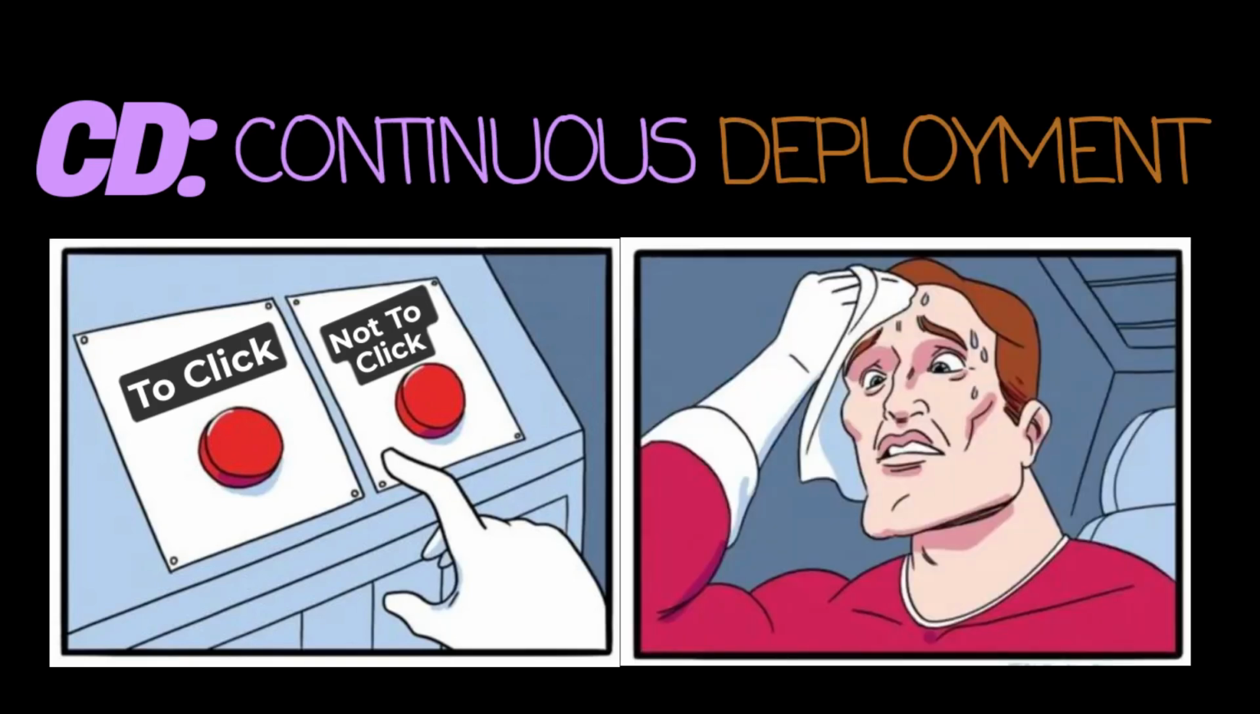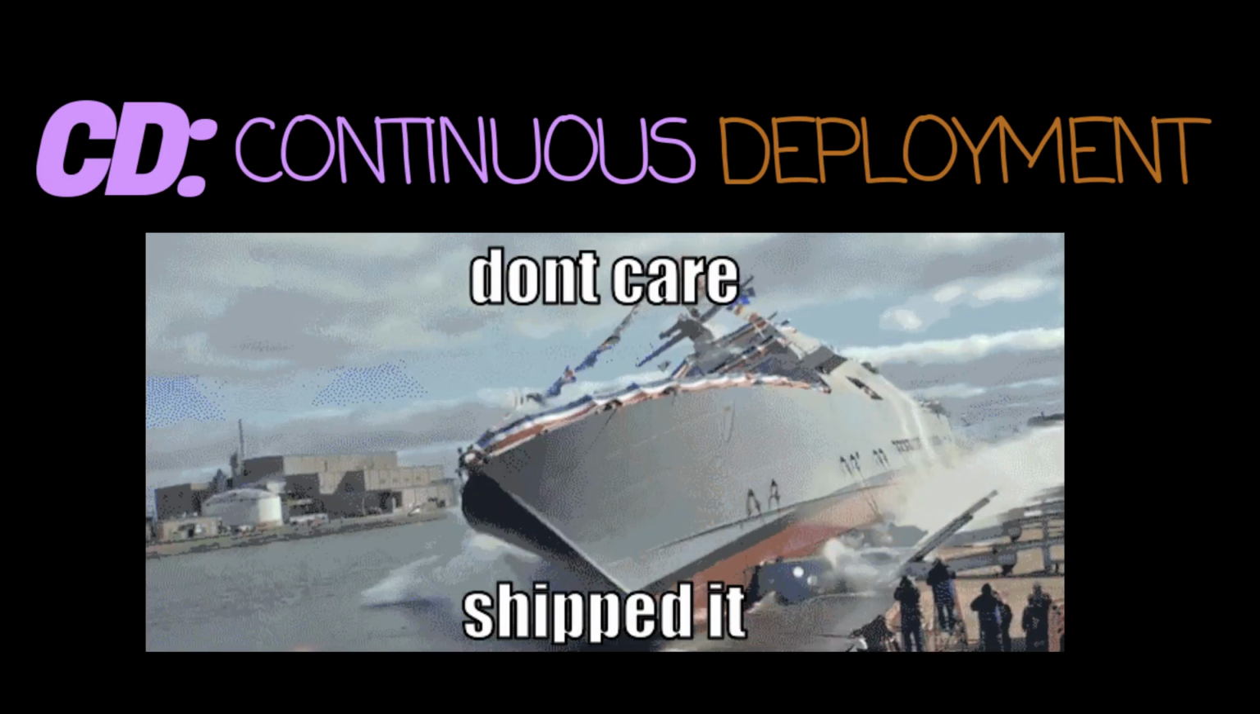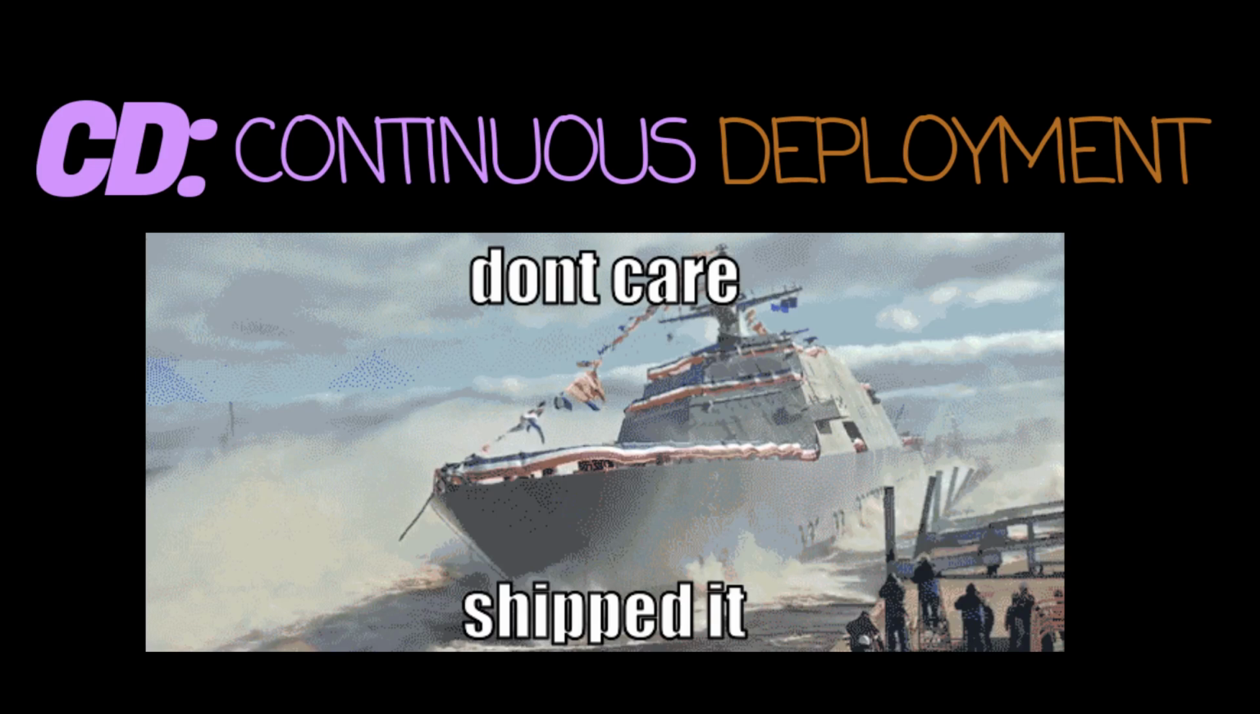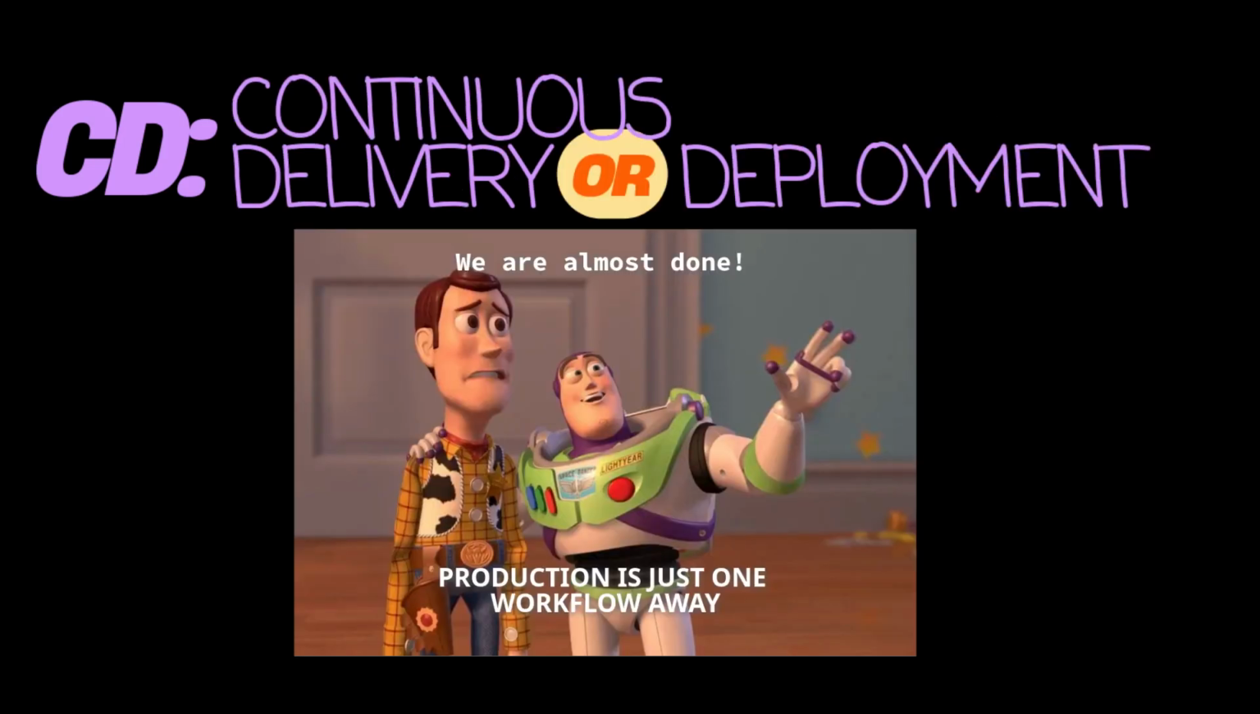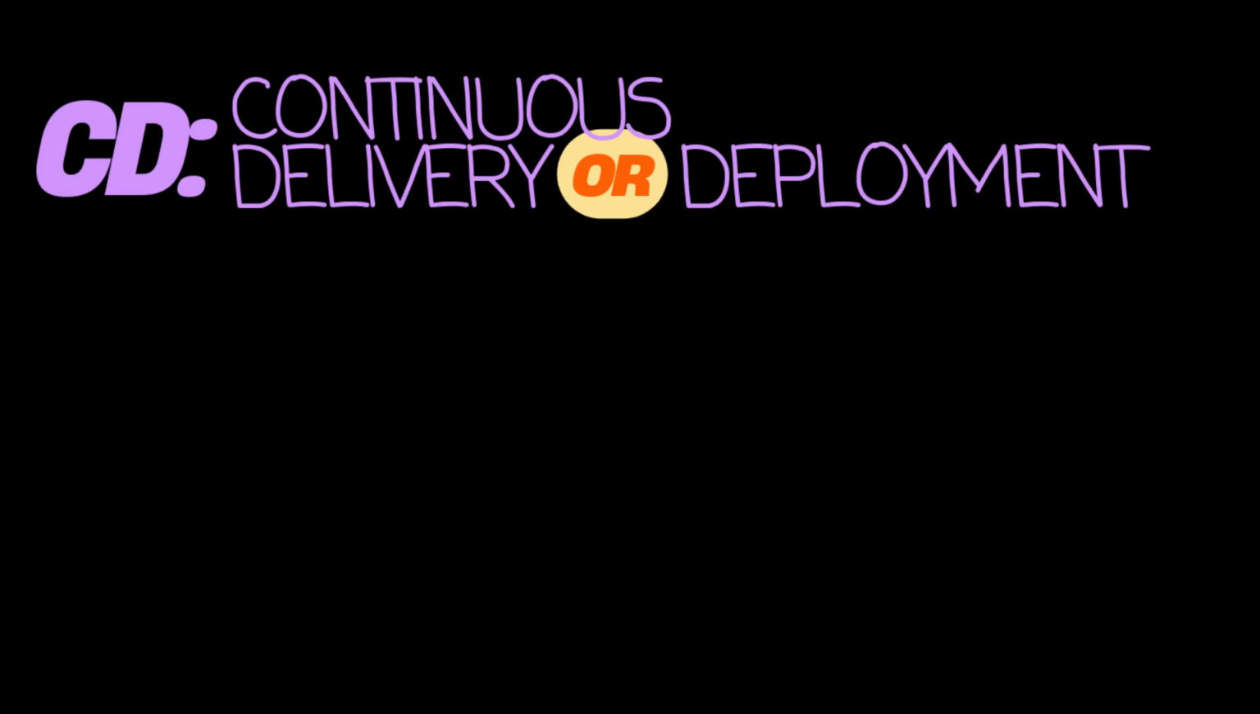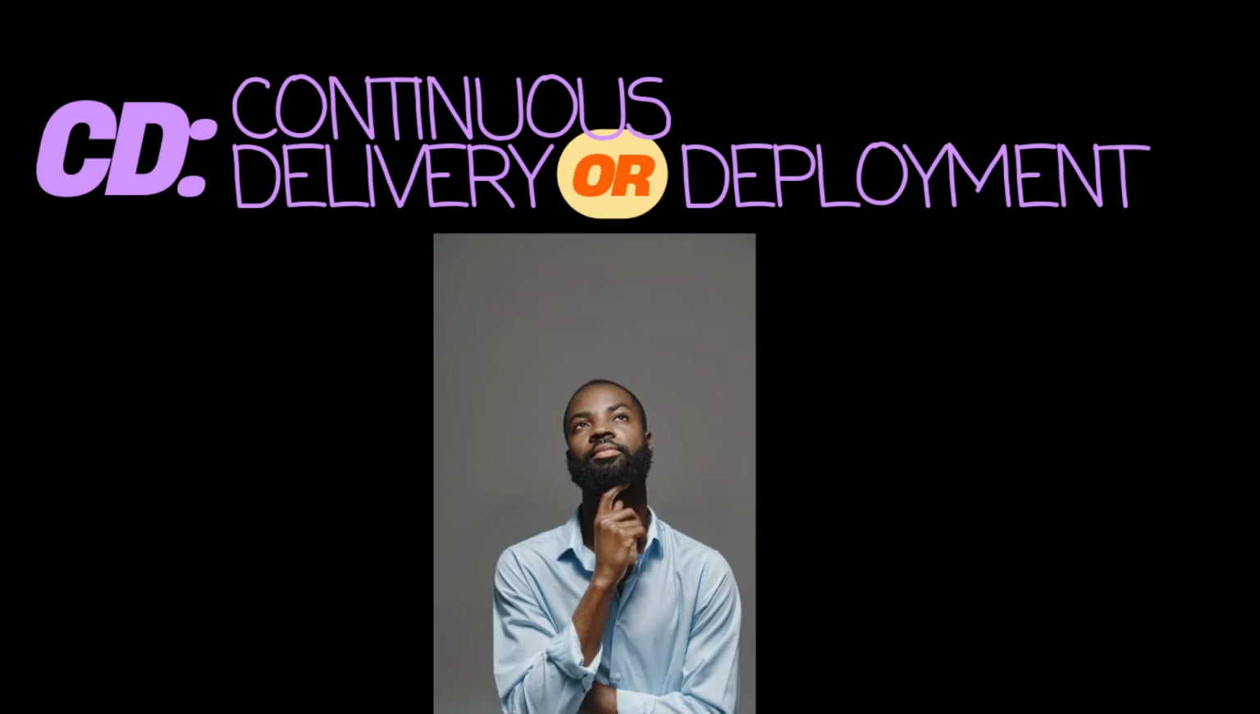Continuous deployment, on the other hand, goes one step further. The code goes all the way to production automatically, with no manual approval needed. The pipeline handles everything. So CD, whether delivery or deployment, is really just about getting your code from that CI stage all the way to your users, as smoothly and automatically as possible. The choice between the two comes down to your team's risk tolerance and how much you trust your automation.